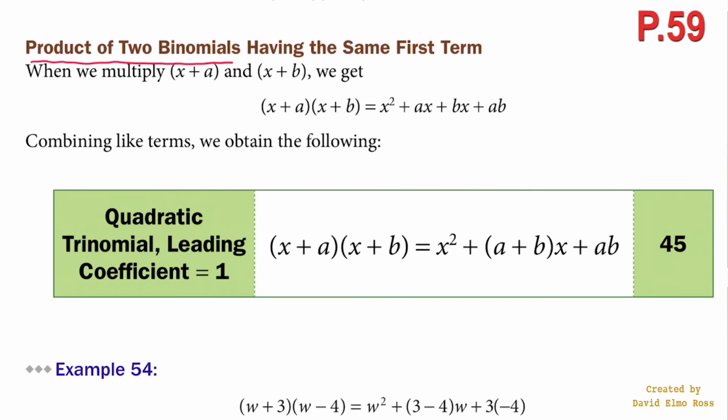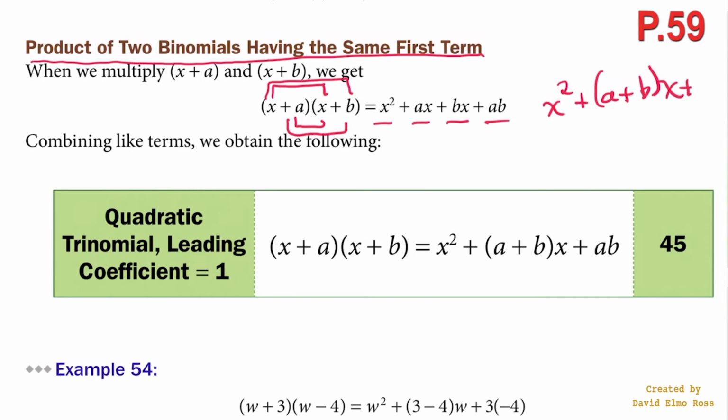Let's take a look at the product of two binomials having the same first term. So we take a look at x plus a times x plus b. Then we can use our FOIL rule to expand it out. So it's first, which is going to give us our x squared. Outside, which is going to give us bx. Inside, which is going to give us ax. And finally, our last term, which is ab. Now, if you try and simplify this, what you're going to get is x squared plus a plus b x plus ab. And that's exactly what we've got here.